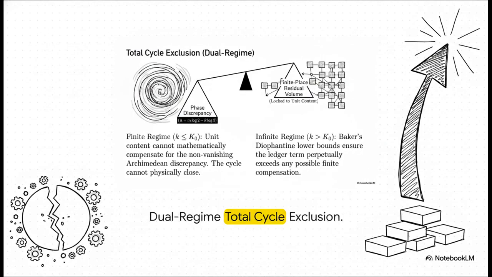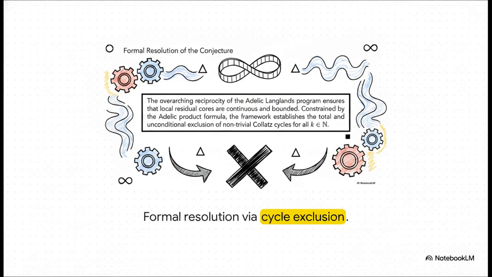Think of it kind of like a ledger on a balancing scale. On one side, we have an Archimedean phase discrepancy. On the other side, we have the finite place residual volume. But because our mathematical proofs establish that those finite place residual volumes are perpetually locked to unit content, they physically cannot compensate for the Archimedean discrepancy on this ledger. For finite cycles, compensation is just impossible. And for infinite cycles, well, Baker's Diophantine lower bounds ensure the ledger term exceeds any finite compensation. The cycle simply cannot close.